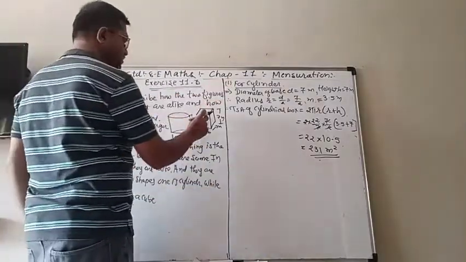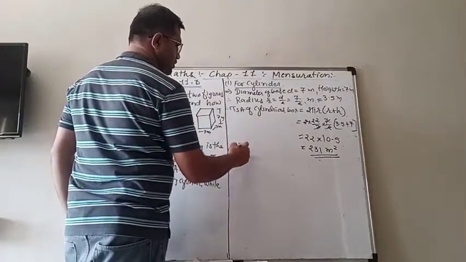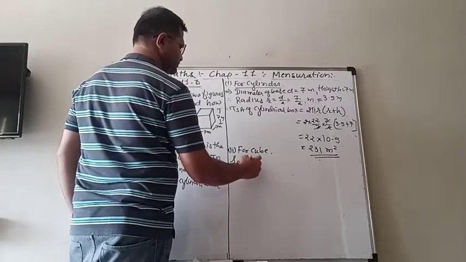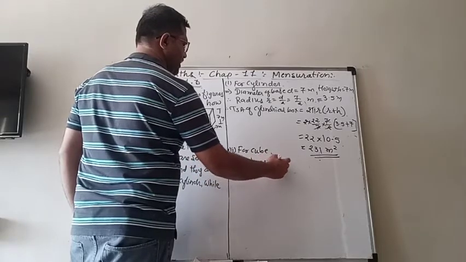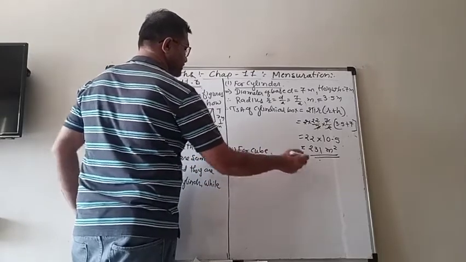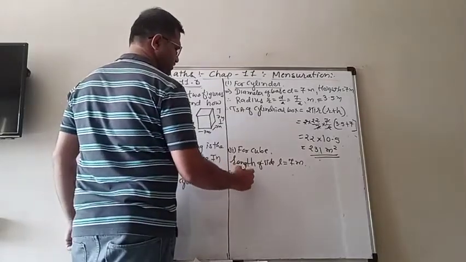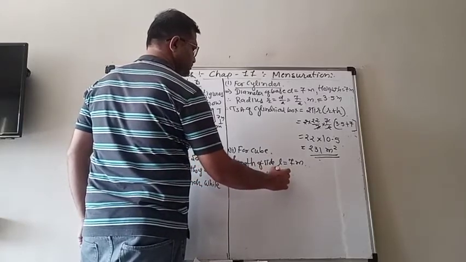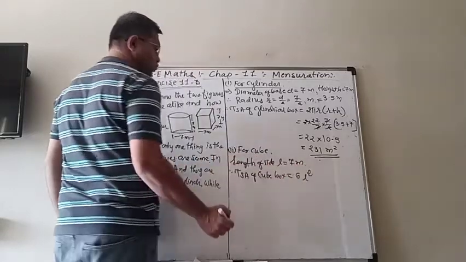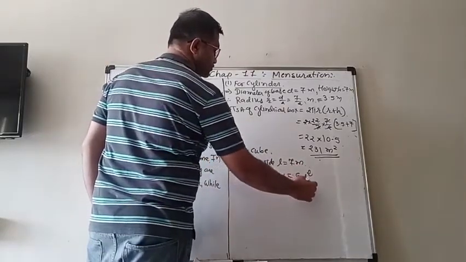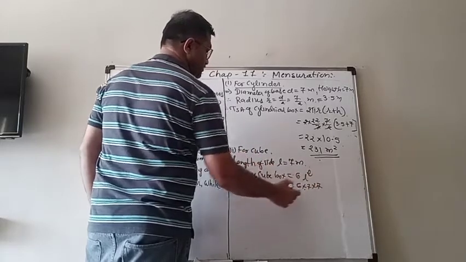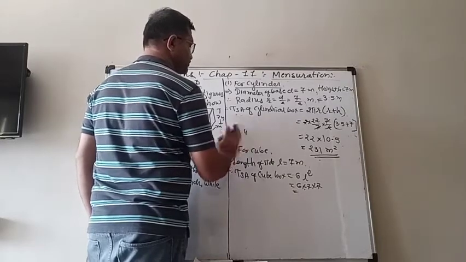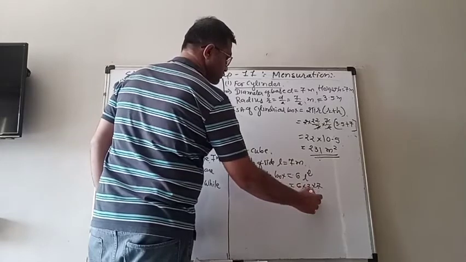Now, second thing is the cube. For a cube, length of side, that is L, is 7 meter, and therefore TSA of cube box is 6L square, 6 into 7 into 7, 7 sevens are 49 multiplied by 6, 294 meters square.